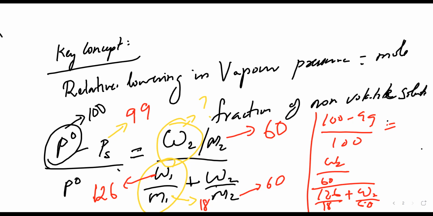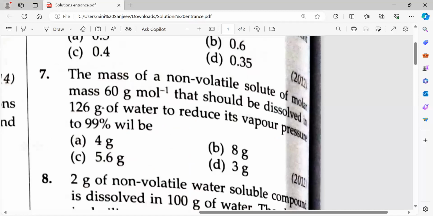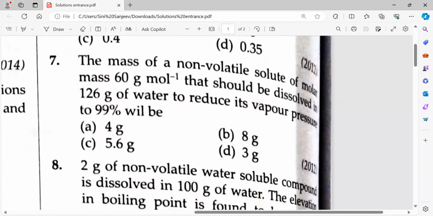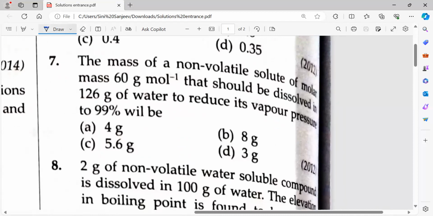So once you solve this, you will get 4 as the answer. Yes, correct. 4.2 or 4, correct. So I can directly mark the answer as 4 here. This 4 I can mark. That's all.